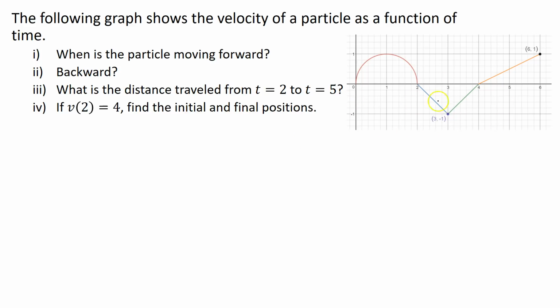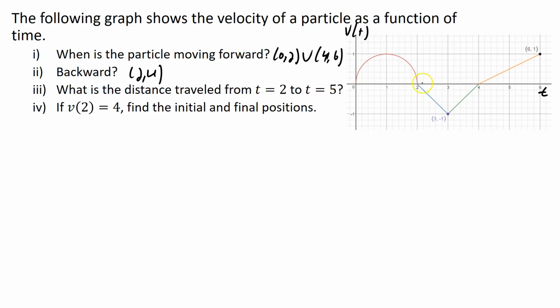Okay, so in this problem, we've got a particle that's somehow maybe traveling on a line, and we're asked first when the particle is moving forward. So this is our velocity with respect to time. And so we're going to be moving forward whenever velocity is positive. So that happens whenever this graph is positive, above the x-axis. So that happens 0 to 2, and also from 4 to 6. Okay. When is it moving backwards? Just when it's below, so 2 to 4.